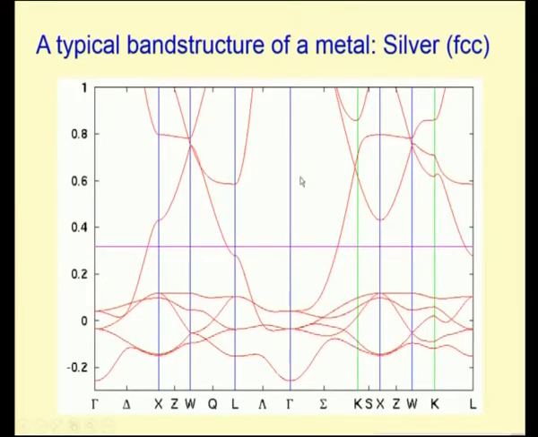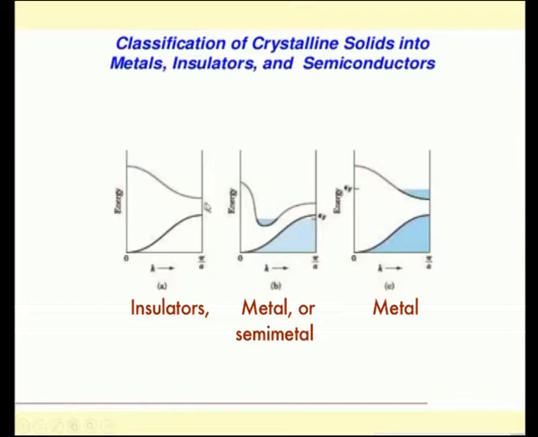And this is a typical representation of an energy band. This is for silver, the actual energy band, but what we have studied is all for a one dimensional solid, which is very ideal. So, based on the kind of bands that we have seen, depending upon how the bands are filled, we have different categories of materials: metal, insulator, and semi metal also.